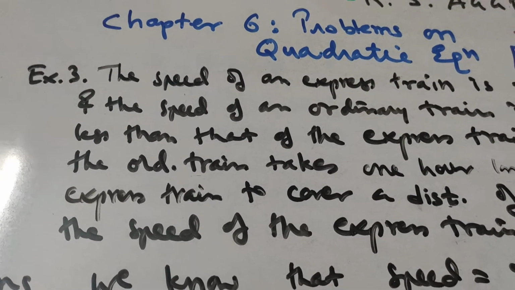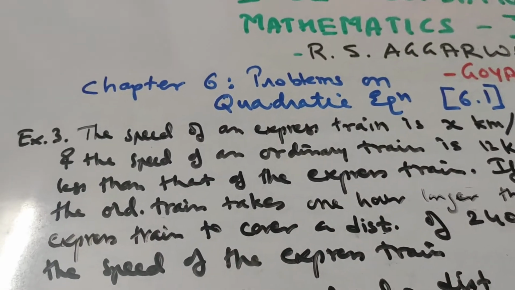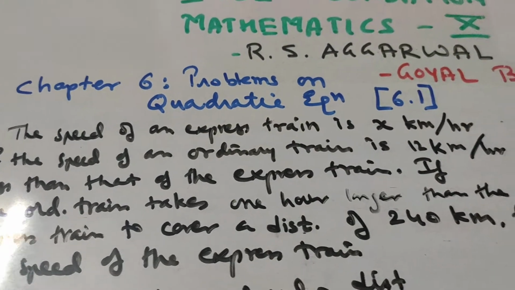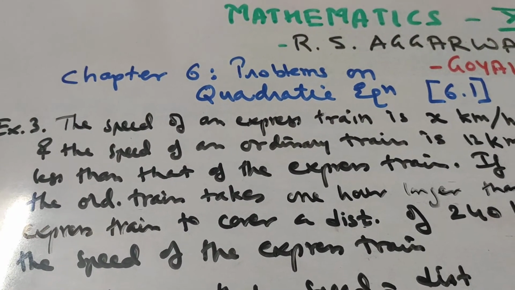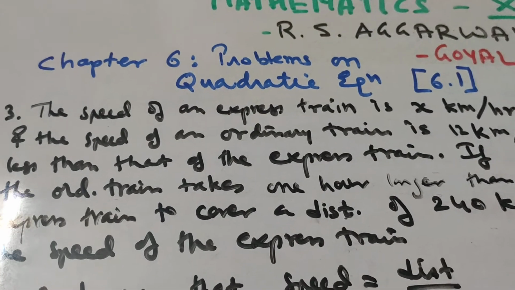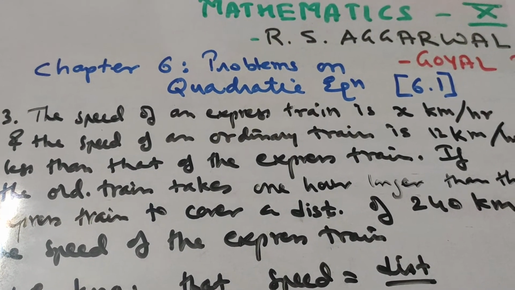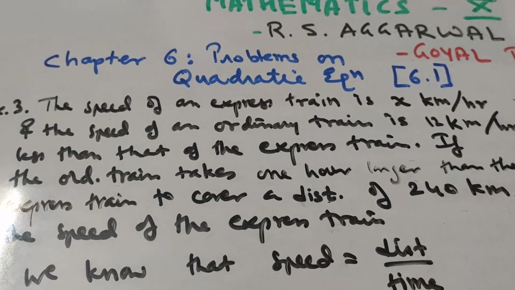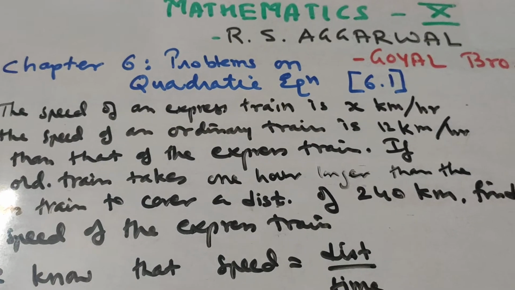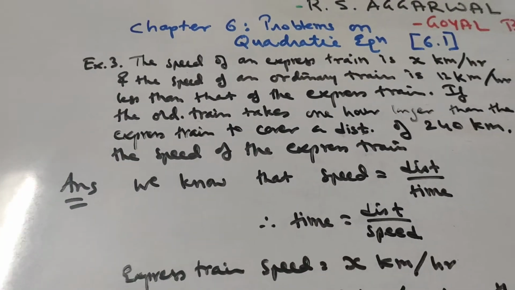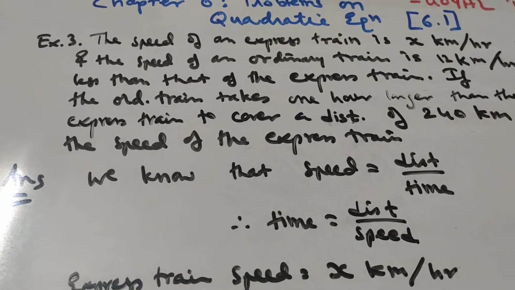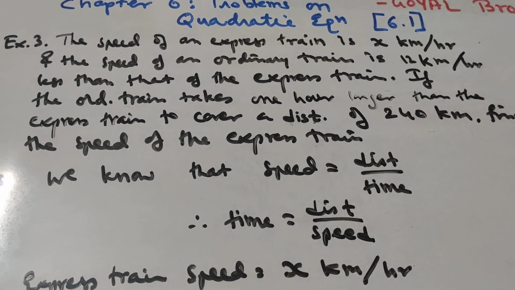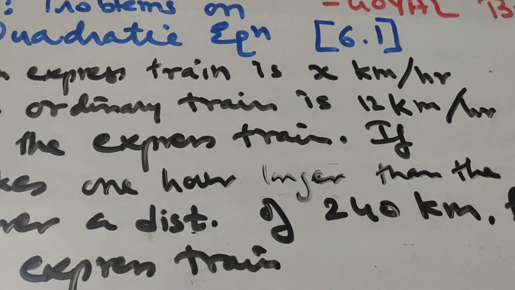So we are taking another example of speed. Example 3, the speed of the express train is x km per hour and the speed of ordinary train is 12 km per hour less than that of the express train. If the ordinary train takes 1 hour longer than the express train to cover a distance of 240 km, find out the speed of express train. So we'll start with this one, that we know that speed is equal to distance upon time. Therefore time is equal to distance upon speed, and the total distance that is covered is 240 kilometers.